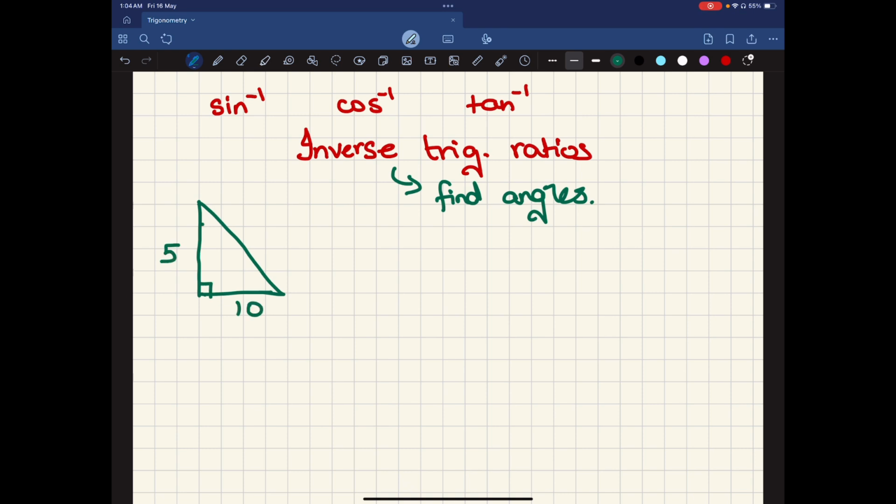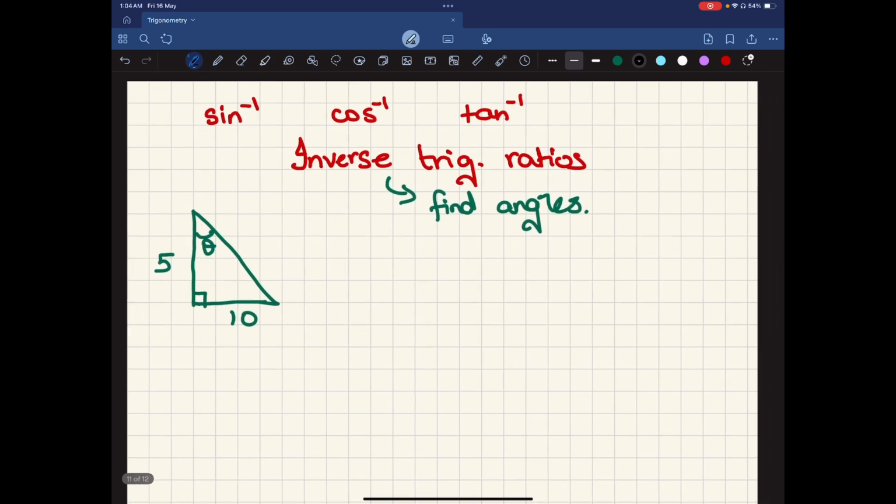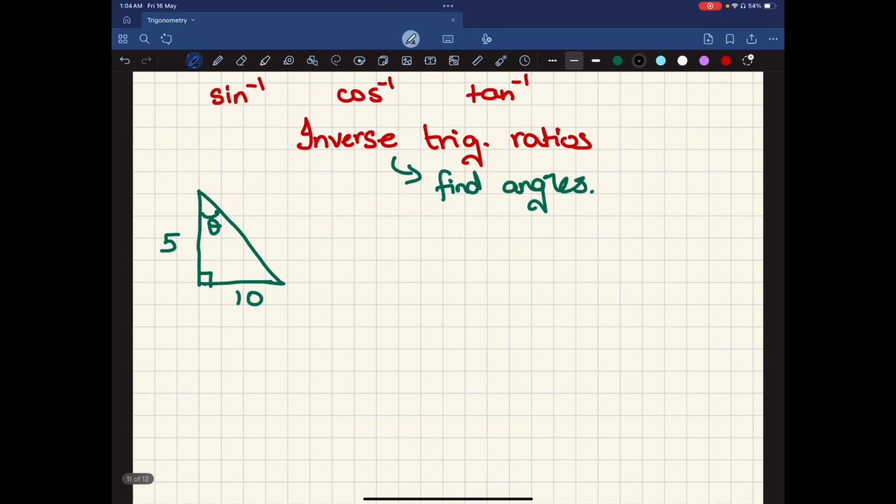5, 10, and you need to find theta. Okay, so the question asks you to find the value of the angle theta. First thing, it is a right angle triangle. Next, we're going to label the sides. The side opposite to the right angle is the hypotenuse. The side opposite to the angle is the perpendicular, and the third side becomes the base.